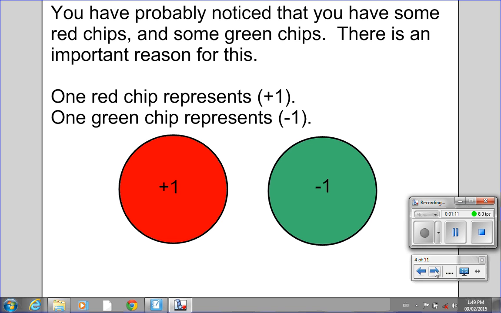Now what you'll notice is that you'll have some red chips and some green chips, and here's why. You need red chips to represent your positive integers, so that means that one red chip represents positive 1, and then your green chips are going to be used for your negative integers, and one green chip represents negative 1.